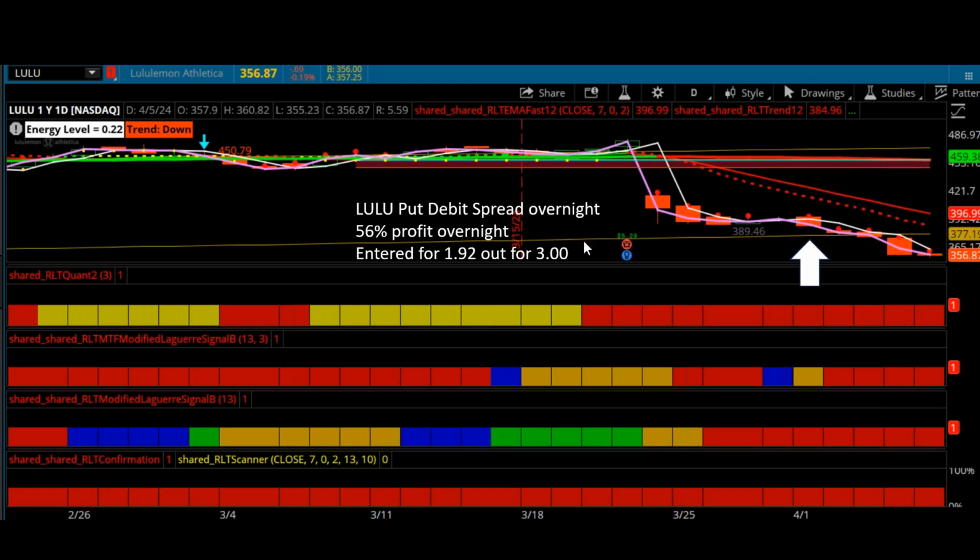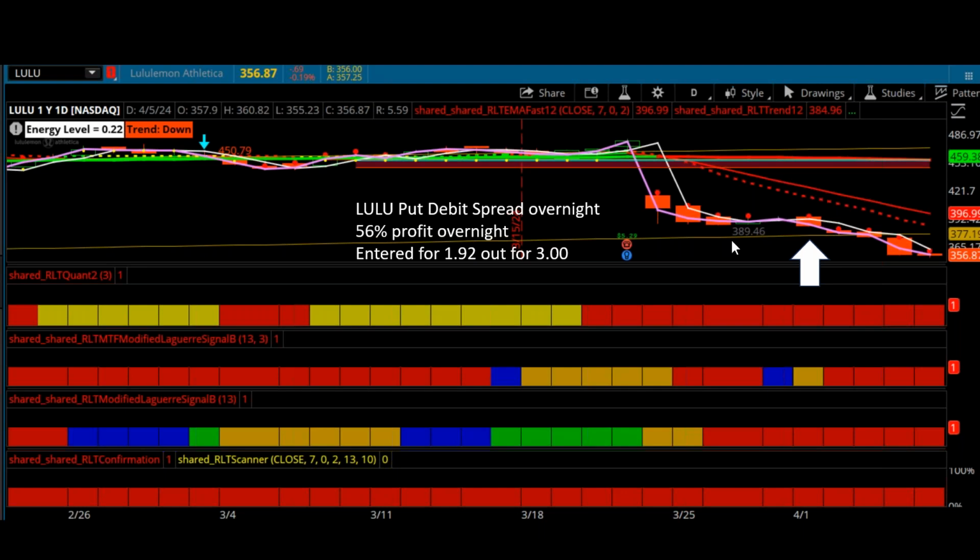So we took it overnight and we entered for $1.92 and we got out the next morning for $3 a contract, 192 and out for $3. So it was 56% profit on that Lulu put debit spread. And we did a debit spread on this because it's cheaper to take a debit spread than it is to do straight puts.